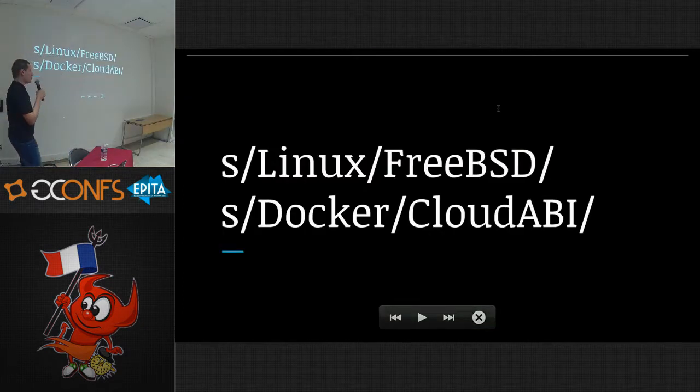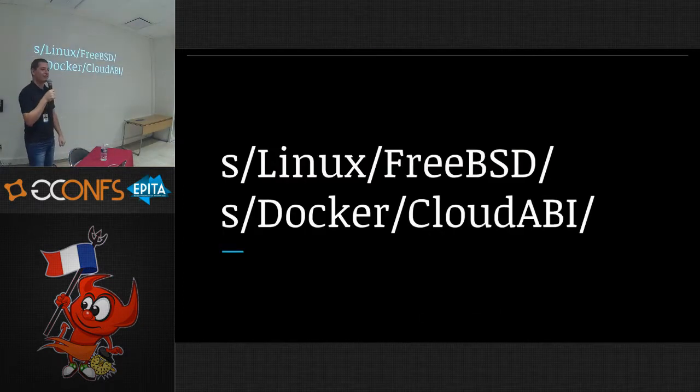So now, with the introduction out of the way, we're actually going to look at the interesting part, after the huge long build-up for all of this. Now we're going to take Kubernetes and replace Linux with FreeBSD and Docker with CloudABI. How did I do it?